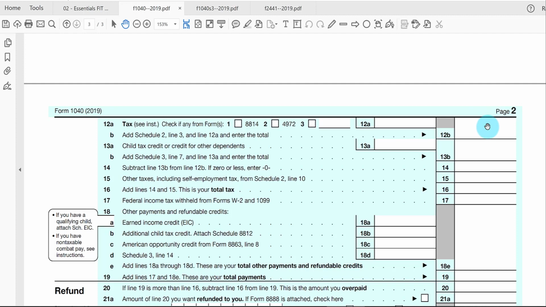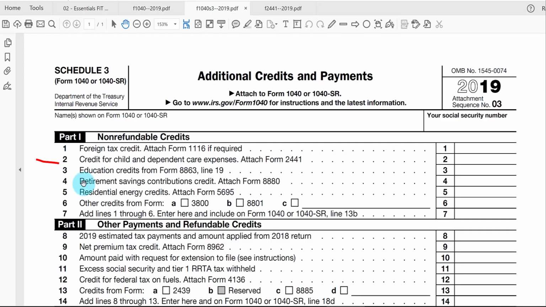Okay, a lot of detail, and we'll see it makes it simpler if we use tax software later on in the semester. Continue into the next video where we're going to take a look at the calculation of the next tax credit here in line 3 on schedule 3 called the education credit or credits.